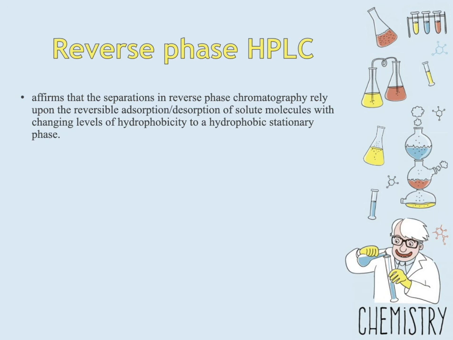And lastly is the reverse phase HPLC. This affirms that the separations in reverse phase chromatography rely upon the reversible adsorption-desorption of solute molecules with changing levels of hydrophobicity to a hydrophobic stationary phase. In reverse phase HPLC, a solution of nonpolar compounds is put through a column that has a nonpolar liquid immobilized on an inert matrix. A more polar liquid serves as the mobile phase and is passed over the matrix. The solute molecules are eluted in proportion to their solubility in the more polar liquid.